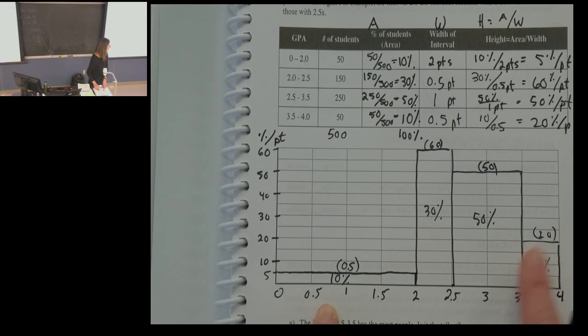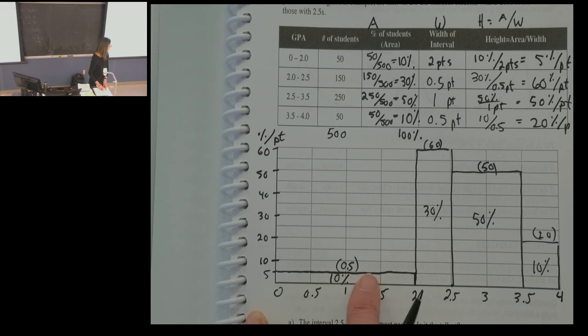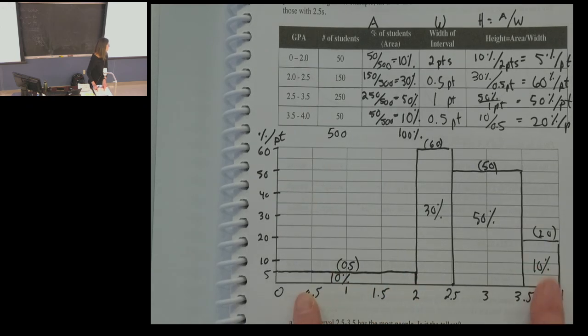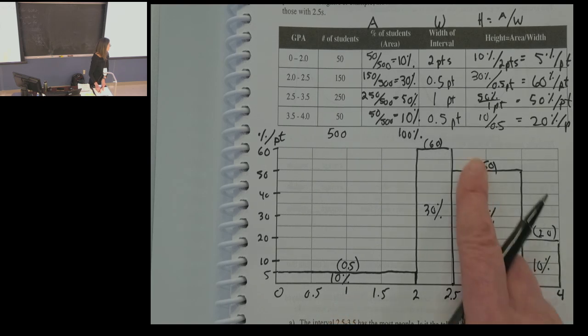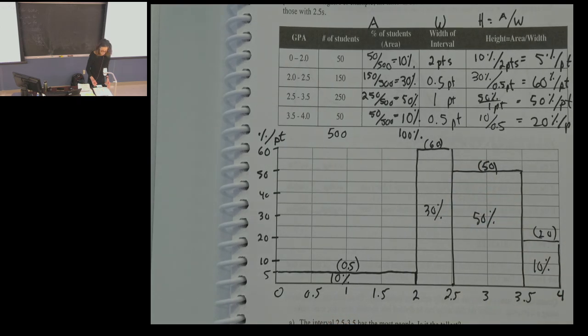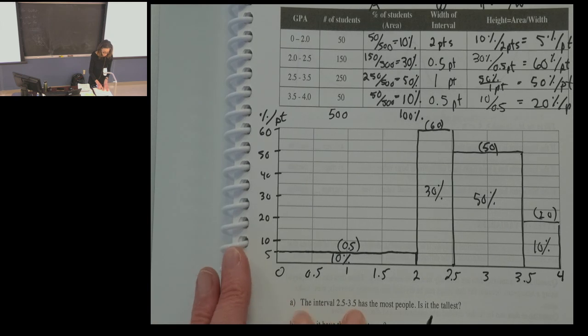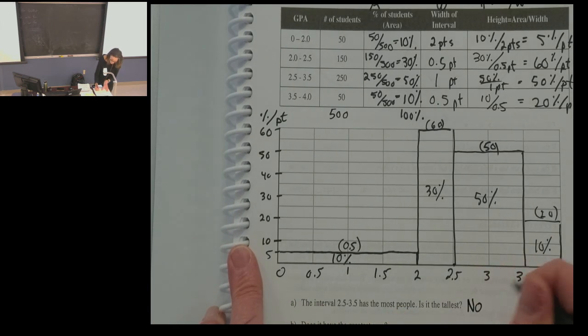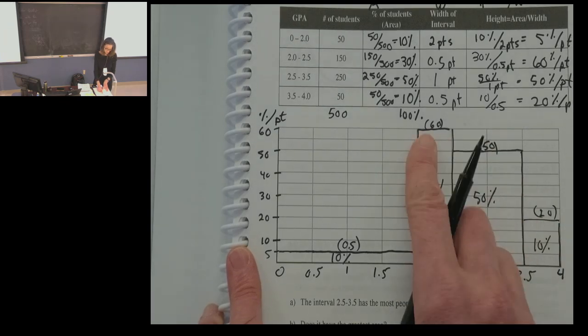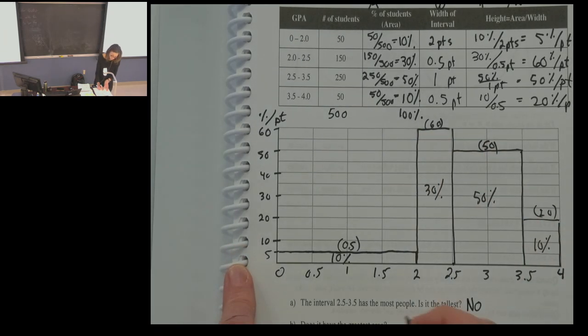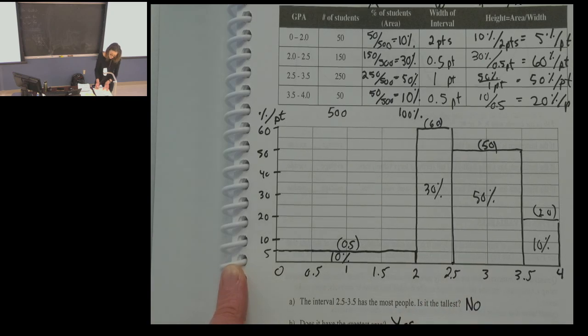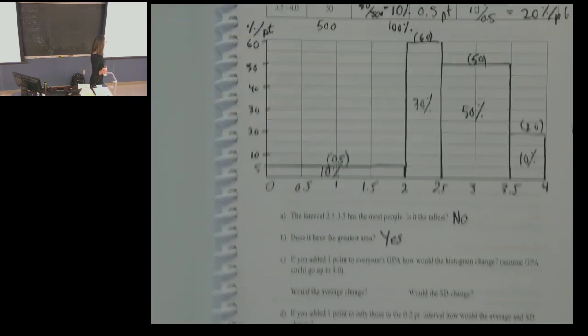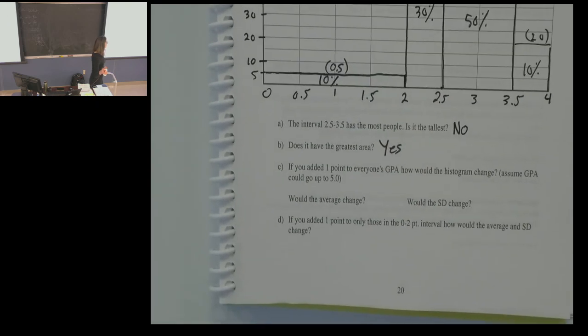So these are the same area. 1, 2, 3, 4 blocks here. Yeah, 1, 2, 3, 4 blocks here. So these are the same percentages. And this by far has the most. All right, so that's the idea. The interval has the most people. Is it the tallest? No, it's not the tallest. This one's the tallest. Does it have the greatest area? Yes. How about this? If you added 1 point to everyone's GPA, how would the histogram change?